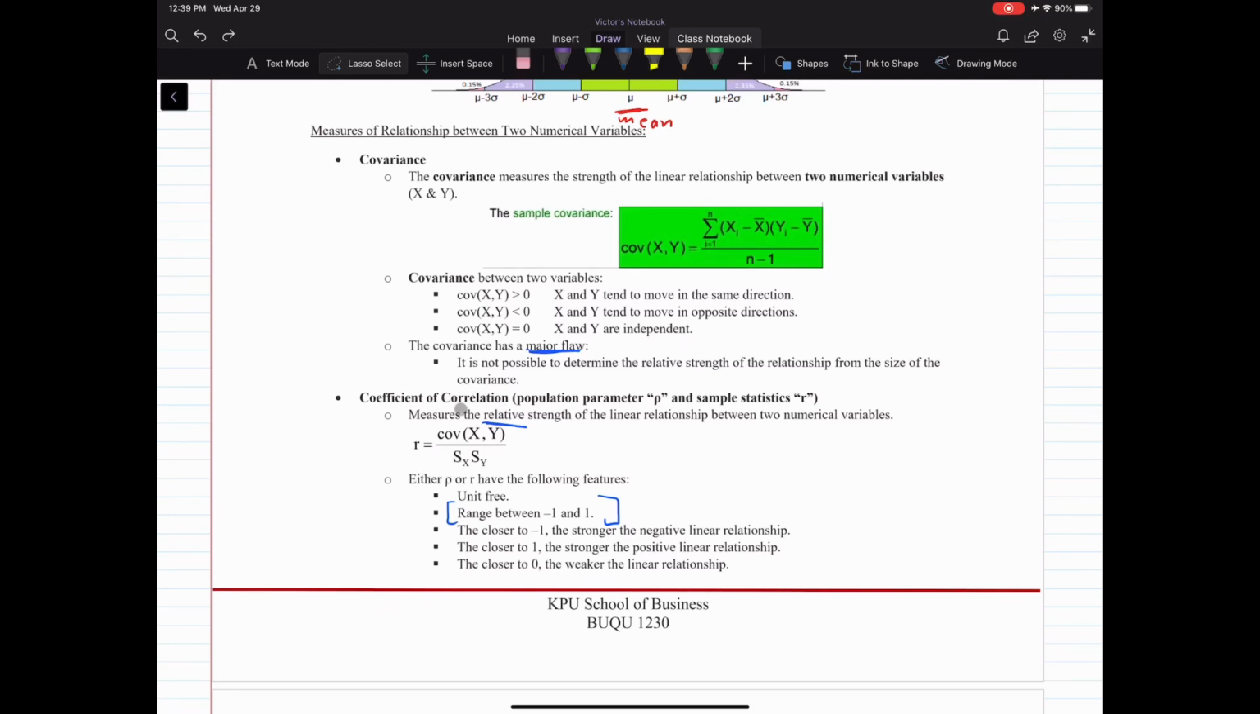As for correlation, it tells you the relative strength, and how it does that is that it is bounded between -1 and 1. The closer it is to -1, the stronger the negative linear relationship. The closer it is to 1, the stronger the positive linear relationship. The closer to 0, the weaker the relationship. Again, correlation can tell us the relative strength because it is bounded between -1 and 1. So we're going to go through example 2, and I'll show you how to calculate covariance and correlation.